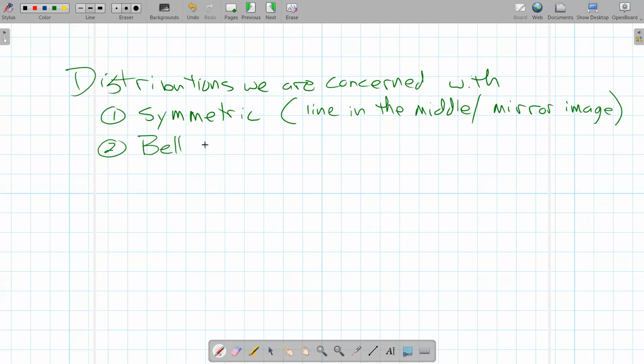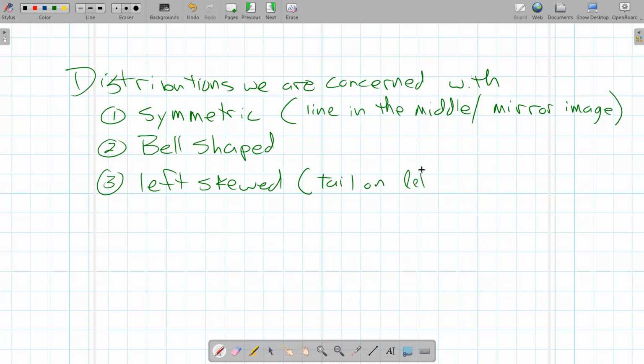Bell shape. Things can be symmetric with a bell shape and they can be skewed with a bell shape. Left skewed, which means there's a tail on the left. Or right skewed. No particular order to these. These are just the main kind of categories we'll look at when we're describing what we see in the distribution. And the distribution is just the shape of the histogram. How do we describe it to somebody?